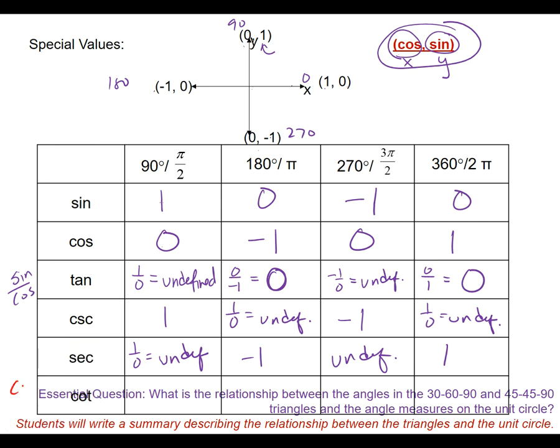All right. Cotangent we learned is the cosine divided by the sine, or I can flip what's in the tangent, right? So it's up to you. So this one's going to be 0 divided by 1, which is 0. Good. The next one would be -1 divided by 0, which is undefined. I have 0 divided by -1, which is 0. And then the last one would be 1 divided by 0, which is undefined.